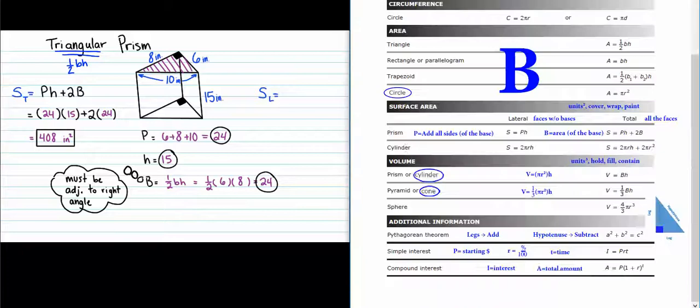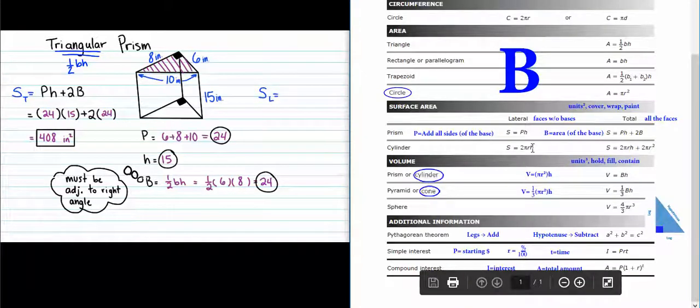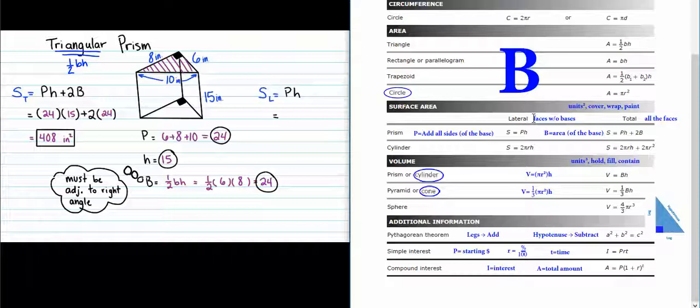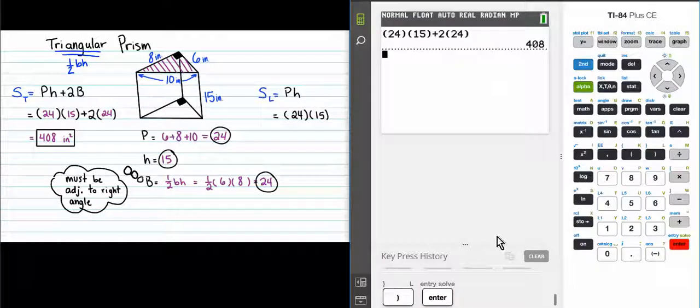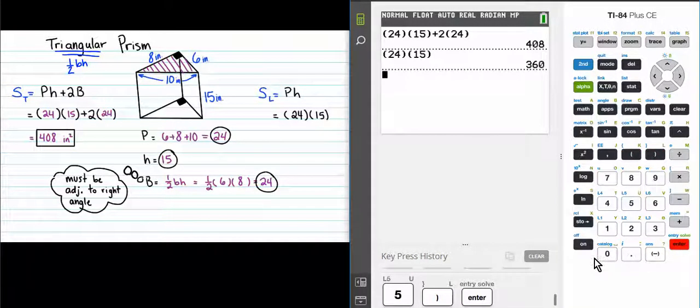So let's go and do the lateral side now. So notice the formula is just going to become pH. So we'll use pH. And well, I already did the work. So what's P? 24. And what's H? 15. Alright, so let's get that typed in. So 24 times 15. And the lateral surface area is going to give me 360. And don't forget your units squared.